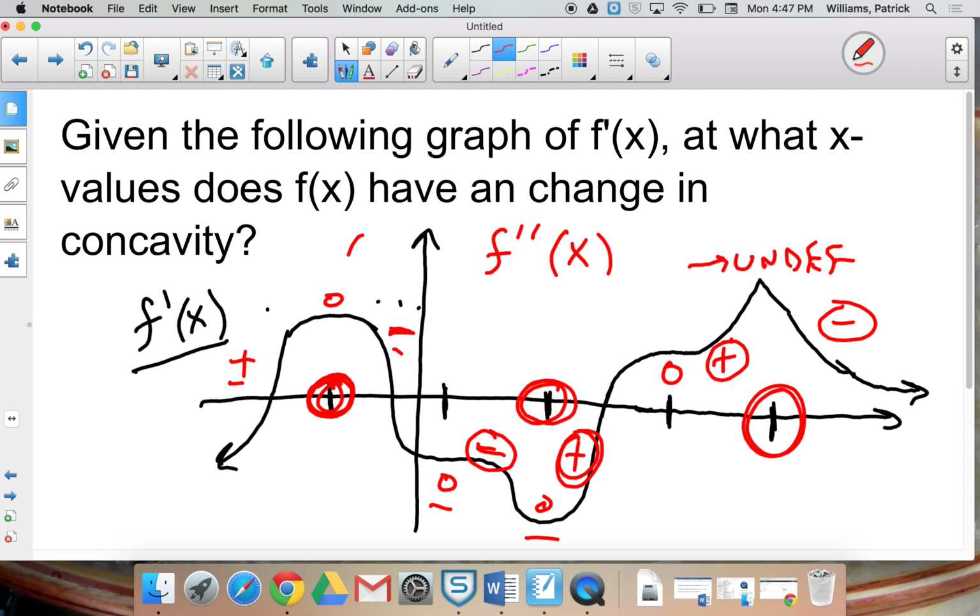Remember, it's just like minimums and maximums. Just because you have a second derivative equal to 0 doesn't guarantee you have a point of inflection. However, at every point of inflection, your second derivative is either going to be 0 or it's going to be undefined.